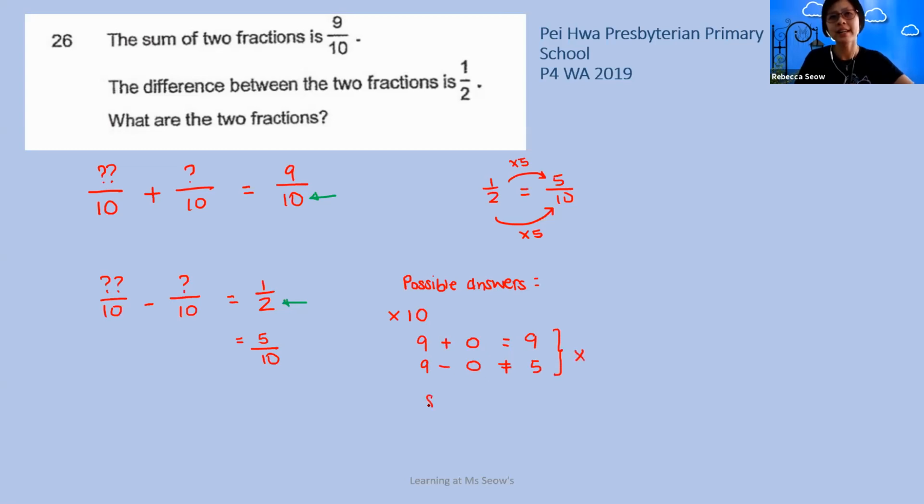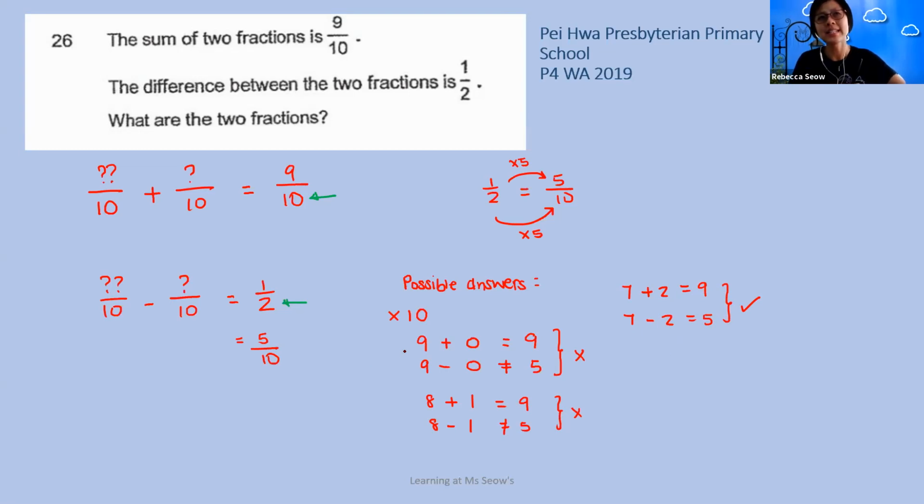So let's try 8. 8 plus 1 gives you 9, okay. However, 8 subtract 1, does it give you 5? No, again, it does not. So this does not work. How about 7? 7 plus 2 gives you 9. 7 subtract 2 gives you 5. Hey, this works. So let's try to put 7 and 2 into the equation again on the left.